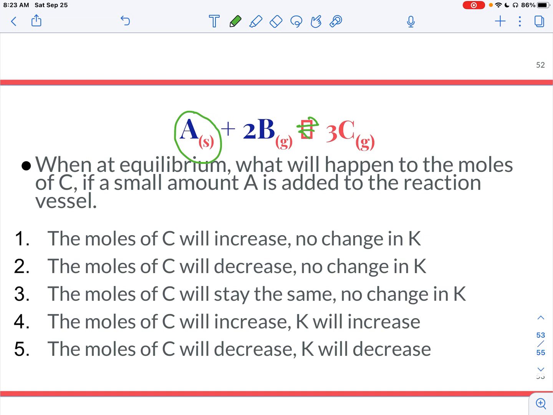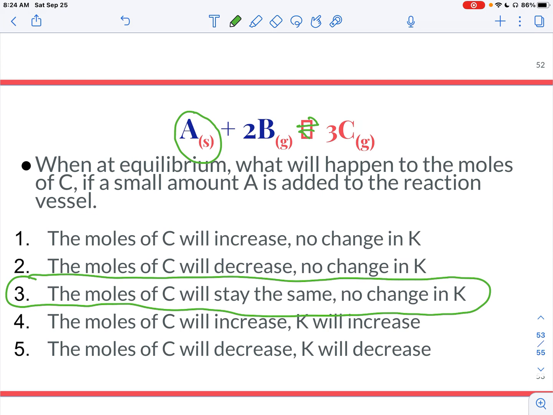So we can say there will be no change in K because there's no change in temperature. But the moles of C will also stay the same because there is no change when it's just a small amount. Like if you dumped a whole bunch of solid in there, that would then change the volume and that would change the pressure and that would make everything shift. But here, when you're just adding a small amount, it's not going to change anything.